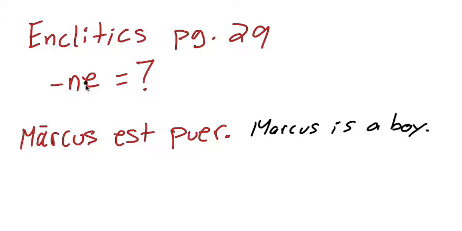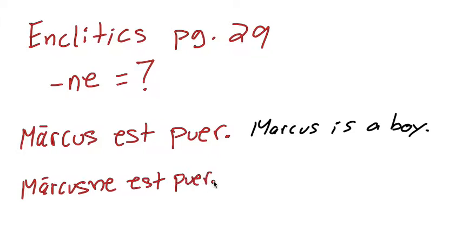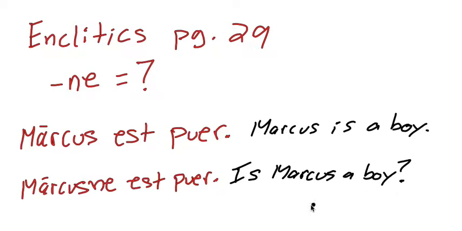Well, if I add the enclitic ne to the end of the first word, and it should go on the end of the first word in the sentence, and I say Marcusne est puer, then I've turned my statement into a question. So instead of Marcus is a boy, it becomes, is Marcus a boy? I don't know, is he? He might be a girl.